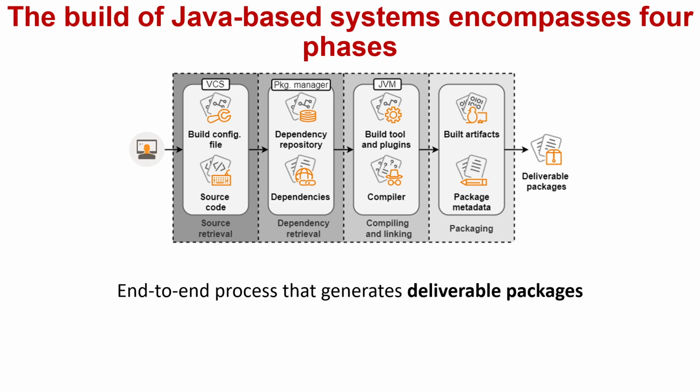To tackle the issues on Java-based systems, it is a little bit different. To understand that, we first introduce the build process of typical Java-based systems. The build of a Java-based system encompasses four general phases as shown in the figure. The build of a Java application takes as input the artifacts generated by developers and produces deliverable packages that are distributed to the public. The build process is typically supported by build tools such as Maven or Gradle.